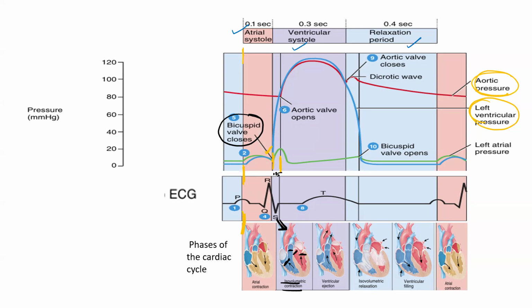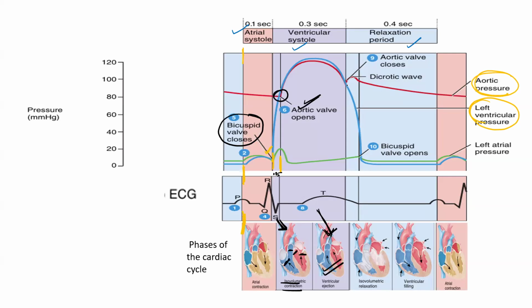When this valve is closed and this valve is also closed, they have not opened till now. After this, when the pressure in the ventricle is increased more than the artery pressure, then the valve will be opened and blood will be ejected. We say this is ventricle contraction. Clear? Ventricle contraction is going on. Now, after contraction, the blood is ejected. Now, the pressure will start decreasing.